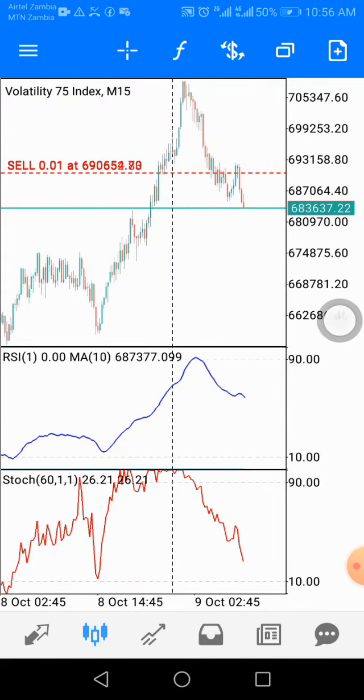So now, ladies and gentlemen, with the VIX 75, this is an observation on a personal level that I have observed.